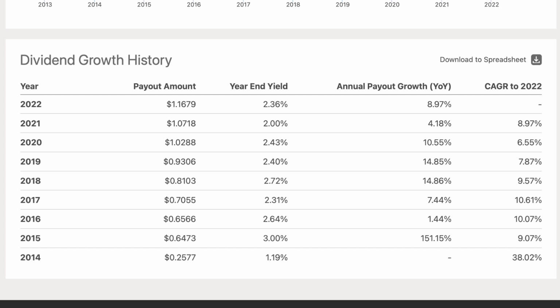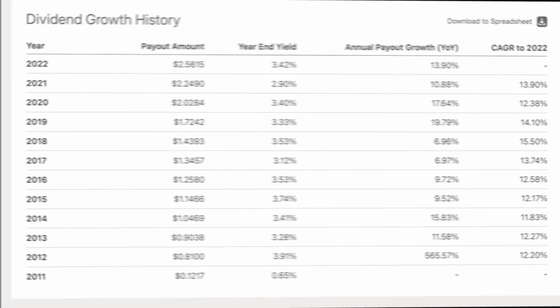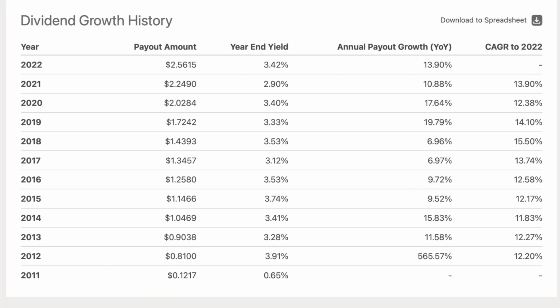More recently, DGRO has also seen a few below-average years of growth, with a 4.18% dividend increase in 2021, while SCHD raised its dividend by 10.88% during the same year. Given the larger focus on dividend growth in DGRO's stock selection strategy, I was actually expecting to see more favorable figures here compared to SCHD, but that doesn't appear to be the case. It appears as though SCHD is a clear winner in terms of both the dividend yield and dividend growth.